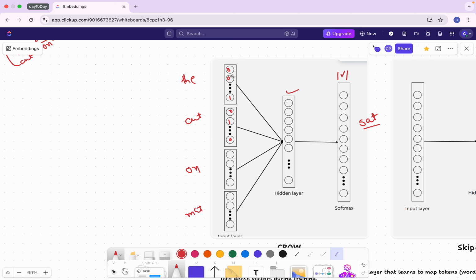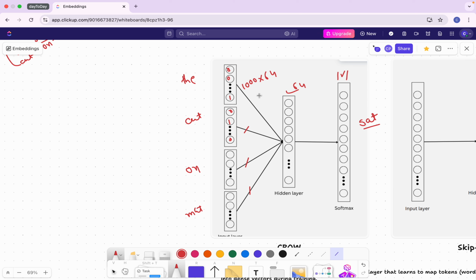So let's suppose we have 1000 words, then this will be 1000 cross hidden layer size, and this hidden layer size is nothing but our embedding size, which we need to decide, right? Let's suppose we will use 64. Then this connection will be 1000 cross 64. Same, this connection will also be 1000 cross 64, 1000 cross 64, 1000 cross 64, right? So now we will train this neural network, which will take context words and predict the target word, right?